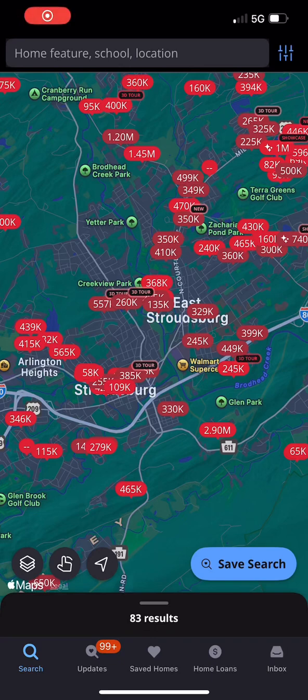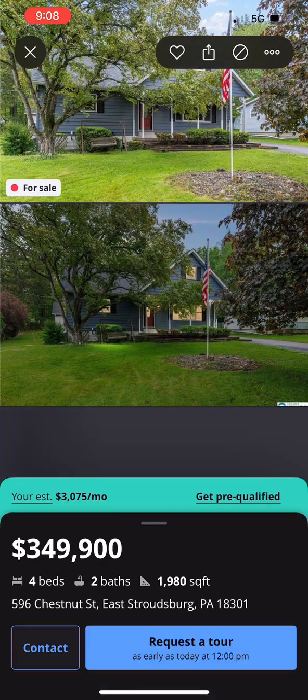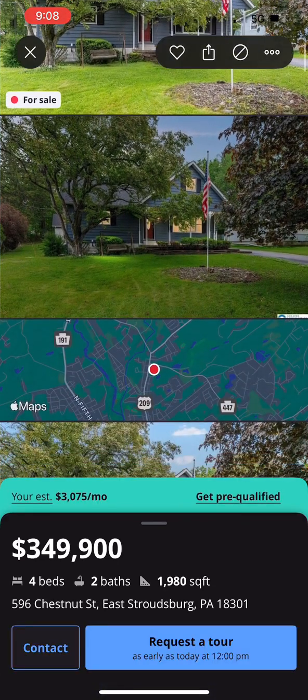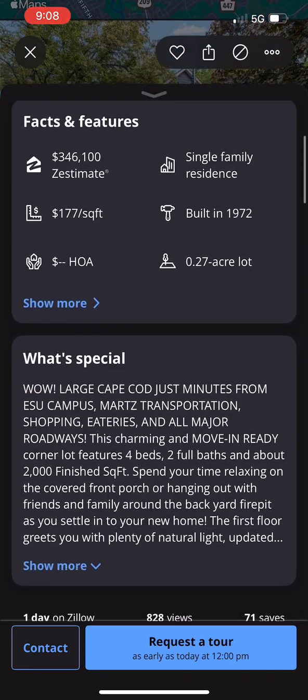Hey y'all, Zillow is a great tool to search for homes, but sometimes their calculator can be a little confusing. So let's jump in and look at how to use Zillow's mortgage calculator to figure out what your monthly payment's going to be. So I picked up a property here, just a random property, $350,000 here in East Stroudsburg.